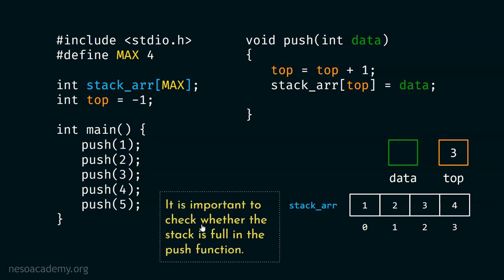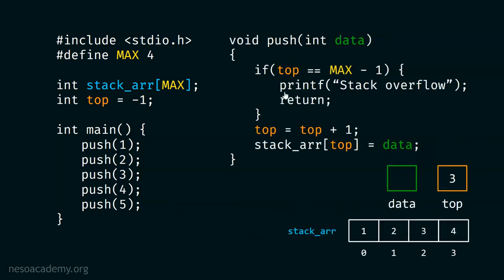It is important to check whether the stack is full in the push function. Let me tell you, there must be some way to actually check whether the stack is full or not. Obviously, there is a requirement for checking this in the push function, right? So here, if we try to push this element 5, then there must be some way to check that the stack is full. If the stack is full, we'll print some message on the screen to indicate that the stack is full, right? Here in this push function, we need this piece of code.